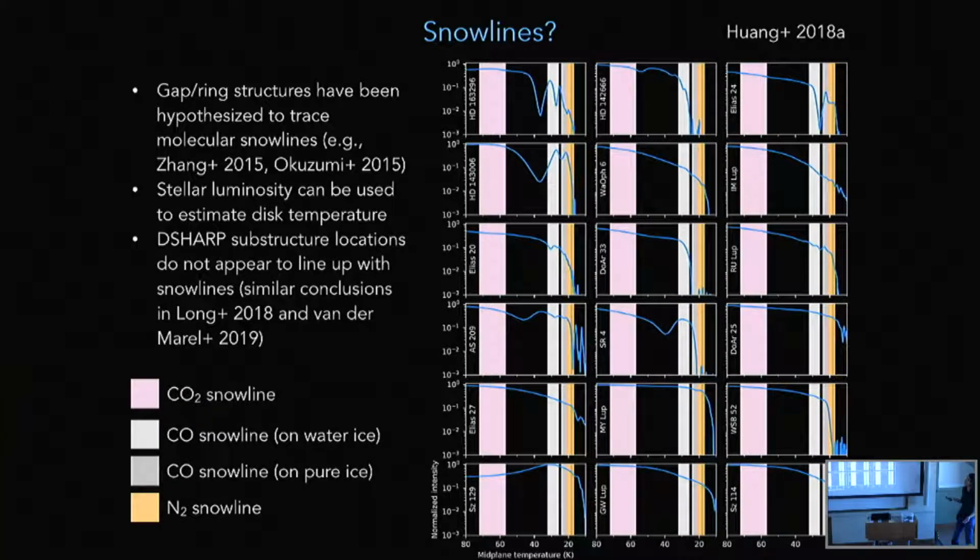And so we've plotted the radial intensity profiles as a function of the midplane temperature rather than the radius. And we've also shaded in the regions where we expect major volatile snow lines in the disk to occur. We don't plot the water snow line because in general we expect it to occur too close to the star to be resolvable by ALMA. But in general, we don't seem to see any trends with temperature, which suggests that snow lines don't directly set the majority of the substructure locations that we see. And this is in accordance with conclusions that were reached in a couple other recent papers that analyzed different disk samples.